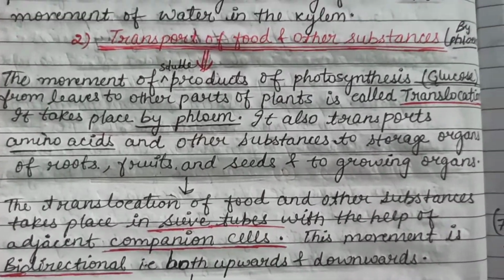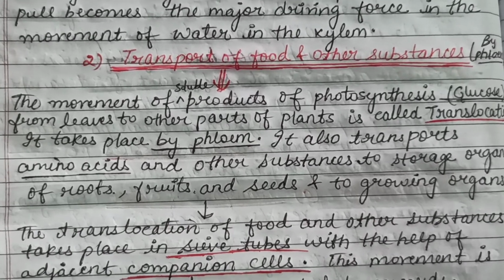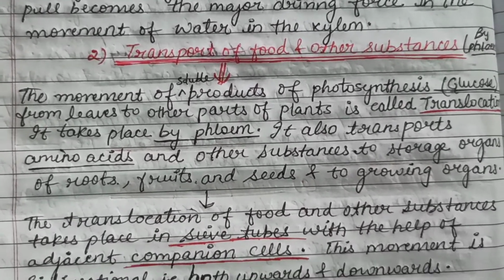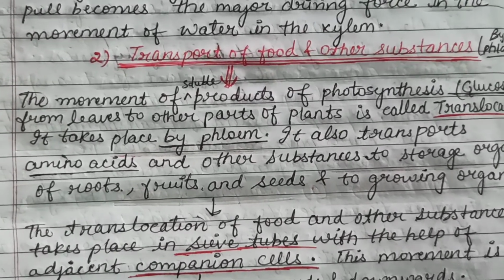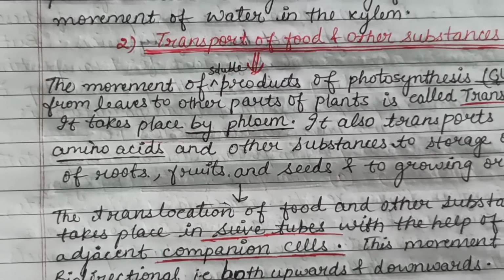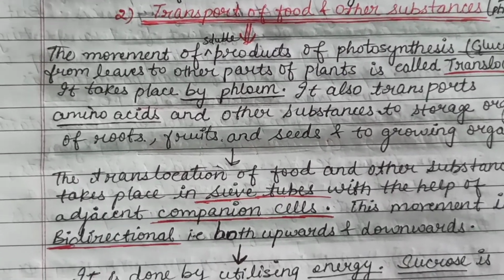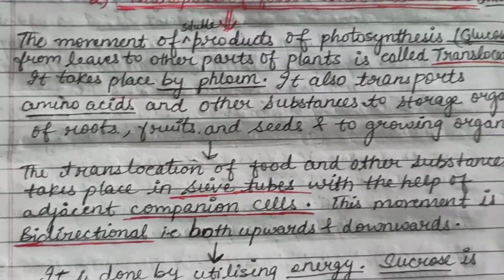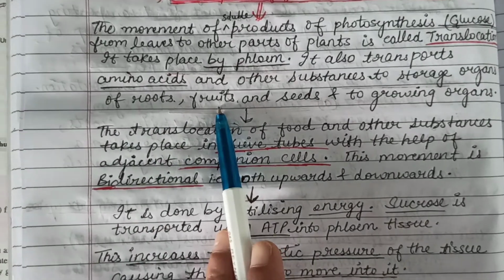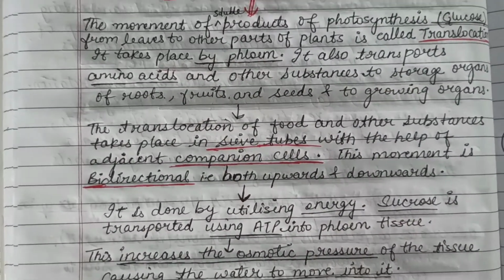So transport of food and other substances: because the product of photosynthesis is glucose, and it is prepared in the leaves and it is transported from the leaves to the other parts of the plant. This process is called translocation, and it takes place by phloem. It also helps in transportation of amino acids and other substances to the storage organs of the plant, and storage organs of the plant are roots, fruits, seeds, and to the growing organs, right?